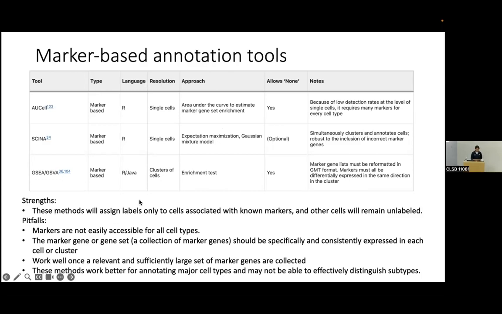The strength of these methods is that they assign labels only to cells associated with the known markers, with other cells remaining unlabeled. However, the markers are not easily accessible for all cell types, and the marker gene or gene set should be specifically and consistently expressed in each cell or cluster, which is a lot to ask. It works well once a relevant and sufficiently large set of marker genes is collected, and works better for annotating major cell types and may not effectively distinguish subtypes of the cells.